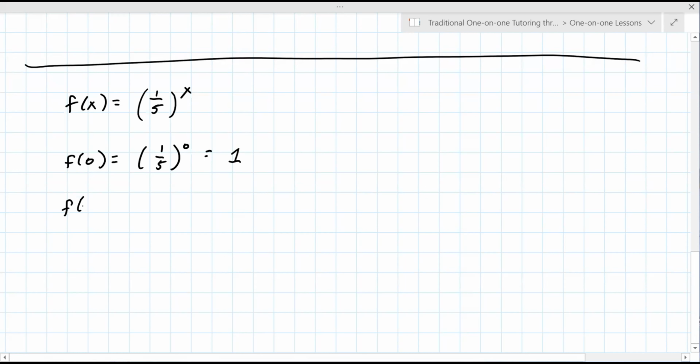And then f of 1. Anything to the power of 1 is what you started with. So it's exactly the same. And 1/5 to the power of 2, that's squaring. That's saying multiply it by itself, 1/5 times 1/5. Or if you remember your exponent rules from last year, you square the top and you square the bottom.